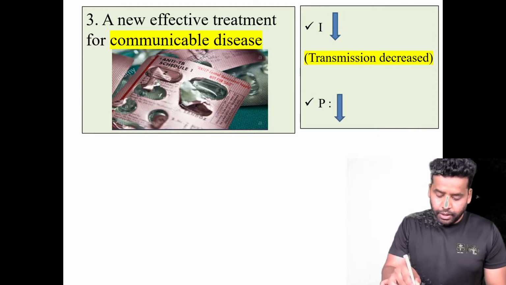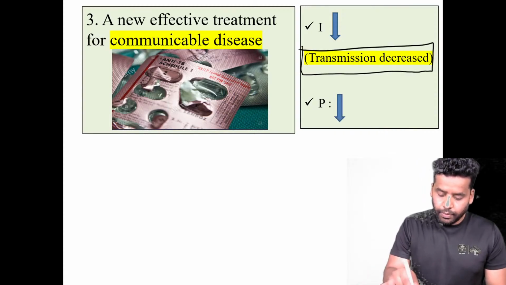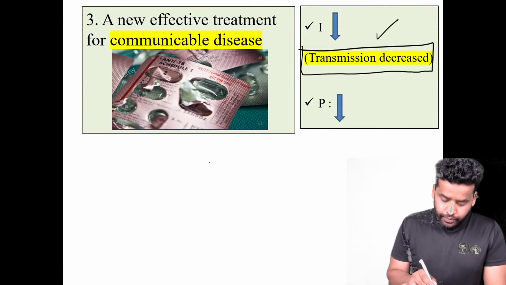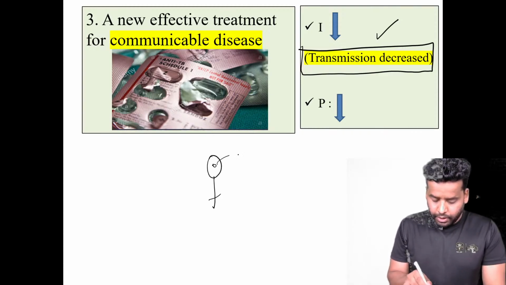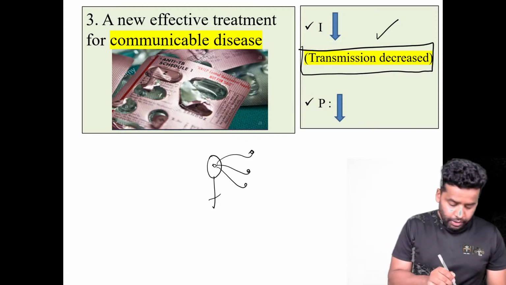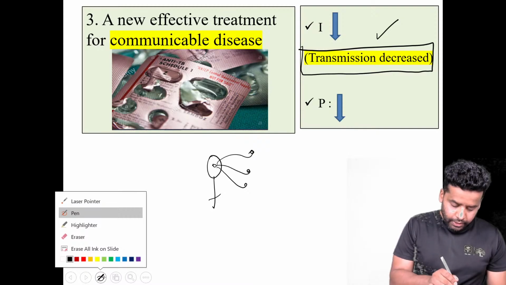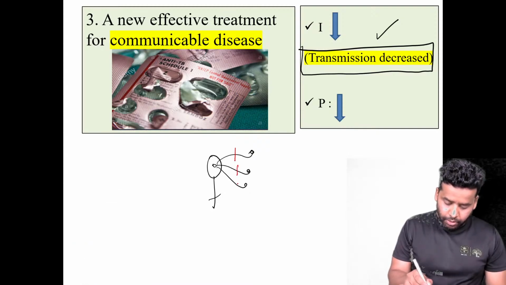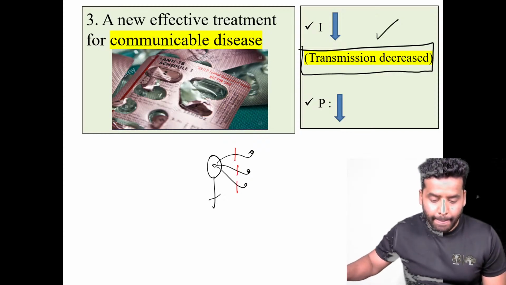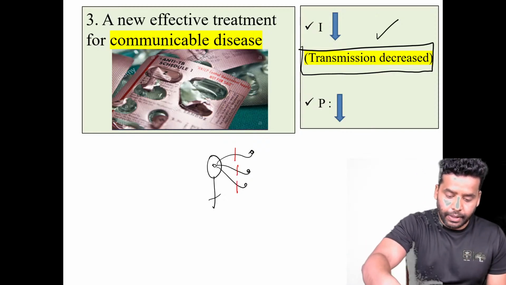Why will incidence reduce? Tell the answer. There is a case in the family which is a communicable disease. You are treating a case which is a communicable disease, so you'll be reducing the transmission. Yes, very good. Correct.